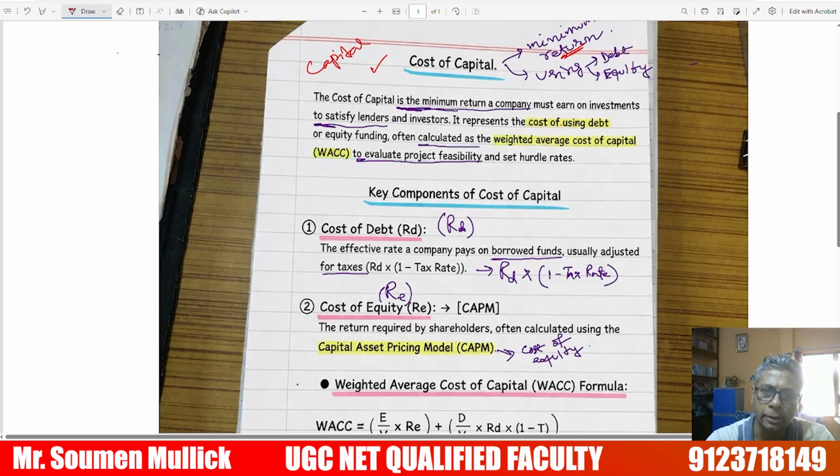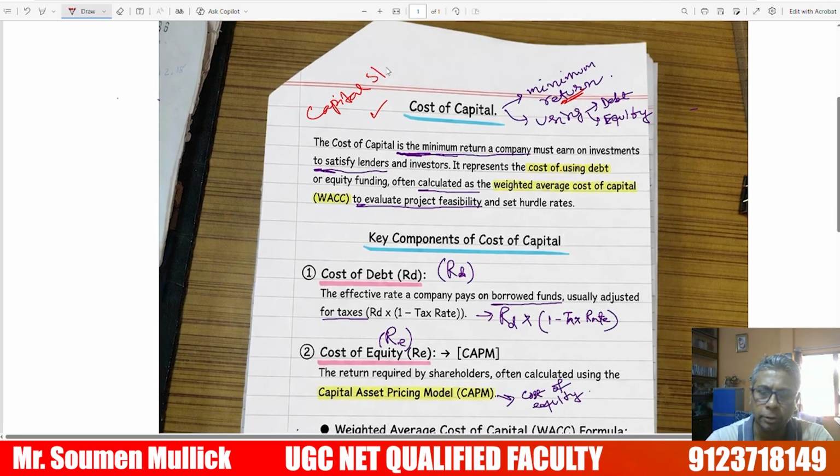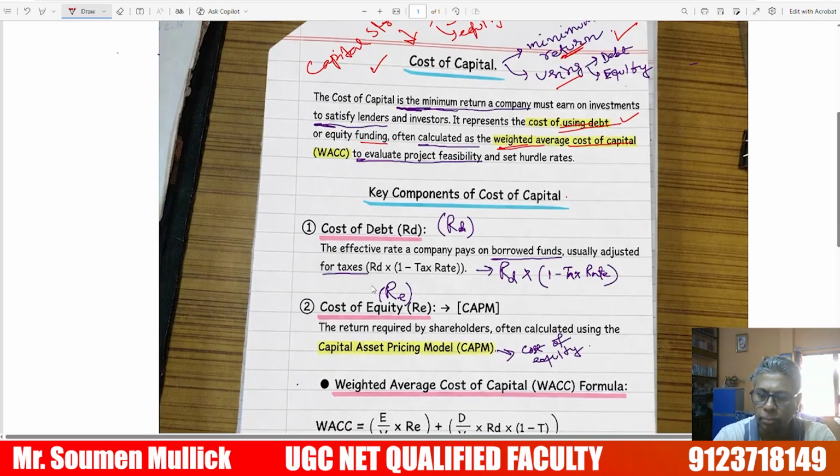In my previous video, I discussed the very important topic of capital structure. Under the section of capital structure, the important area is the cost of capital, where the main aspects of capital structure are the debt fund and equity fund. The cost of capital is the cost of using debt and equity fund. How do we calculate the cost of capital? Generally we use the weighted average cost of capital, WACC. Now the question is, what are the key components of cost of capital?